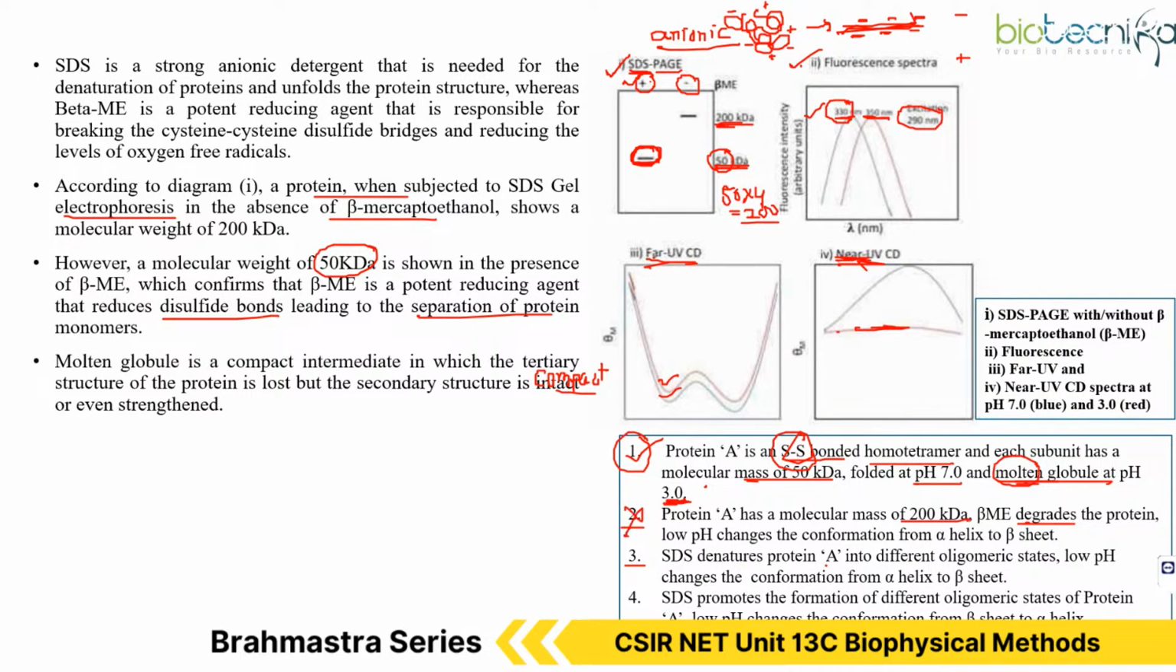Third is SDS denatures protein A into different oligomeric state. Low pH changes the conformation from alpha helix to beta sheet. As the far UV tells us about the secondary structure, we don't see any considerable change over here, right? And statement 4 is SDS promotes the formation of different oligomeric states of protein A. Low pH changes the conformation from beta sheet to alpha. So again, this is incorrect because, as I told you, in far UV we are not seeing any considerable change.